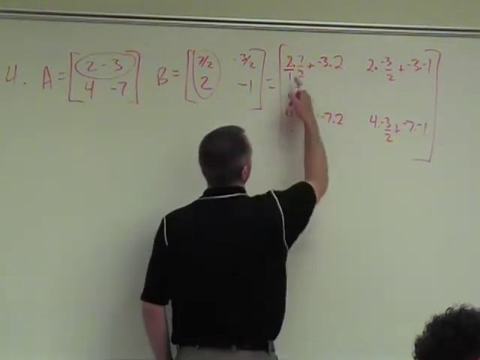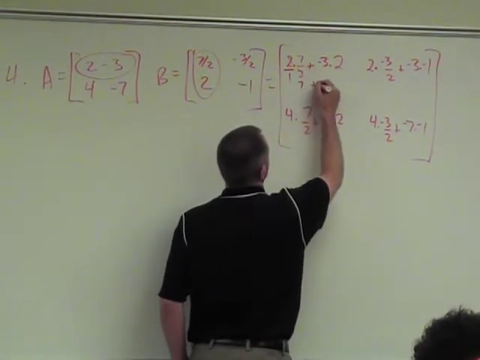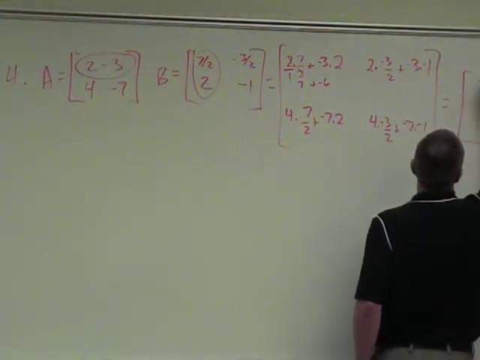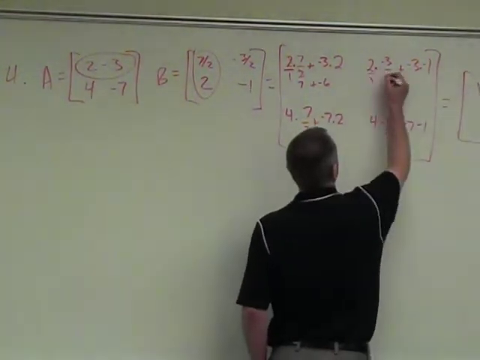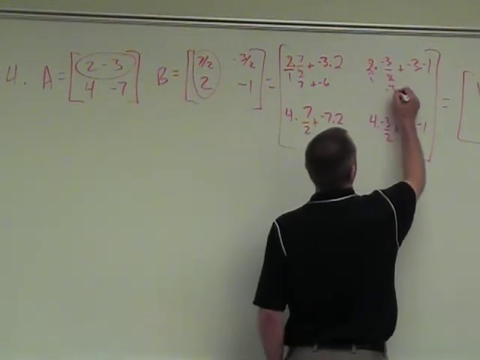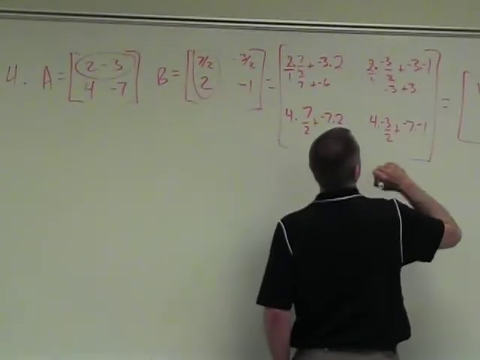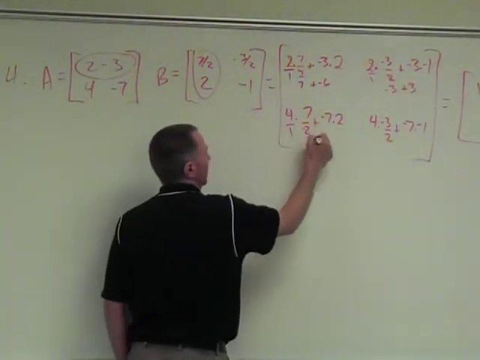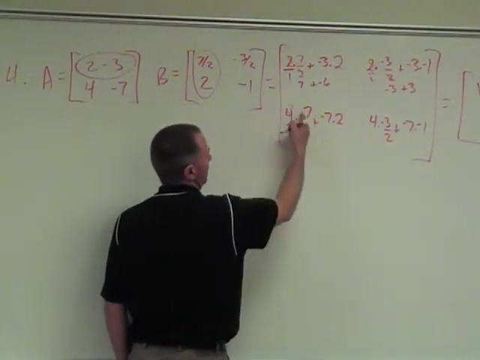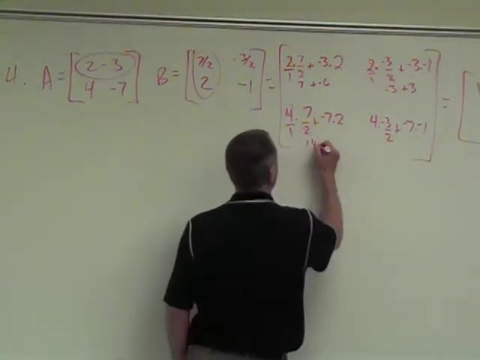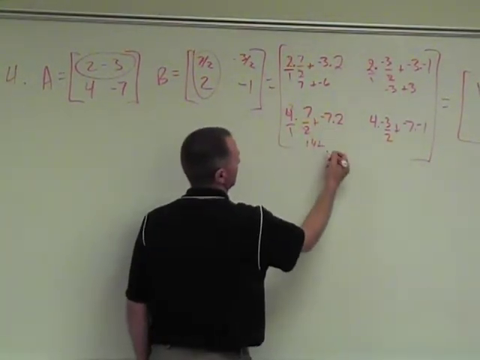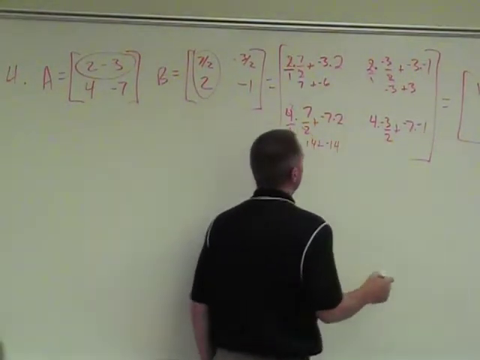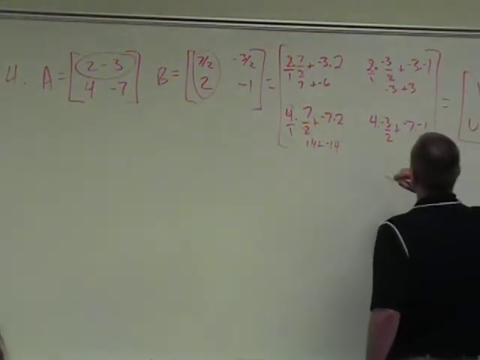See, 2 over 2 is 1, so that's 7. So 7 plus, that's negative 6. That gives me 1. Again, that reduces. That's negative 3, and that's positive 3. That gives me 0. Here, that reduces to 2 over 1, or 2 times 7 is 14. Put it down here. And negative 7 times 2 is negative 14. 14 plus negative 14 is 0.